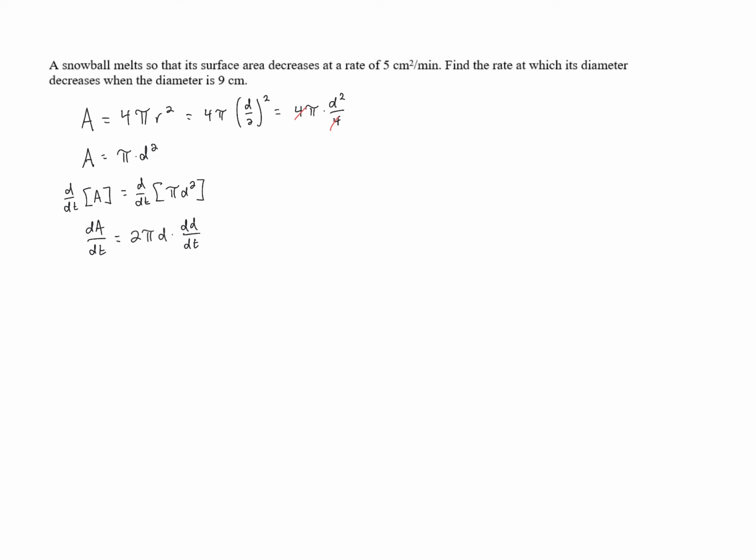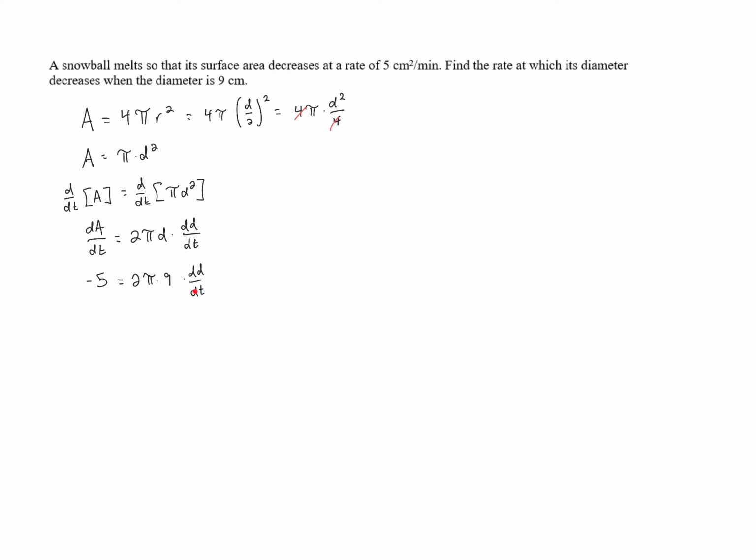And so now, what do we need and what do we have? We want to know the rate at which the diameter is decreasing. So we want to know dd over dt. Do we know the diameter at this moment? We do. We're told the diameter is 9. And do we know dA over dt? Surely we do. It's decreasing at a rate of 5 square centimeters per minute. So that's actually going to be -5, right? Because A was the area, and if the surface area is decreasing, that means the derivative is negative. So we've got that -5.